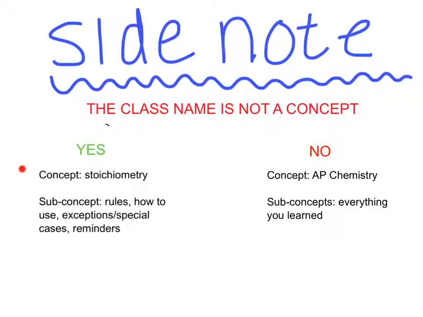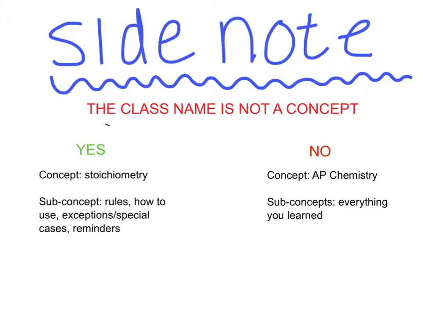However, if you do it like the yes example on the left, a concept of AP Chemistry is stoichiometry. Your sub-concepts could be rules, how to use it, exceptions, special cases, reminders, tips to yourself, things like that. And that will be something that is very important if you want to keep your study guide to the point and effective.